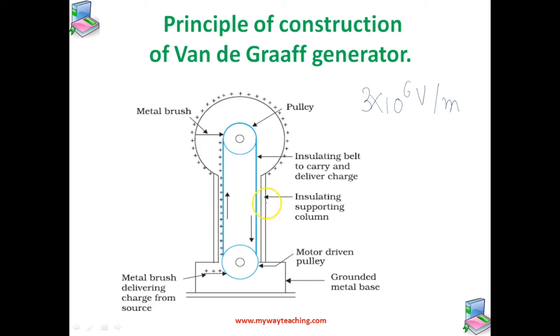It continuously carries positive charge sprayed onto it by a brush at ground level to the top, and there it transfers its positive charge to another conducting brush connected to the large shell. Thus, positive charge is transferred to the shell where it spreads out uniformly on the outer surface. In this way, voltage differences of as much as 6 or 8 million volts can be built up using this Van de Graaff generator. You can see this is a schematic diagram.